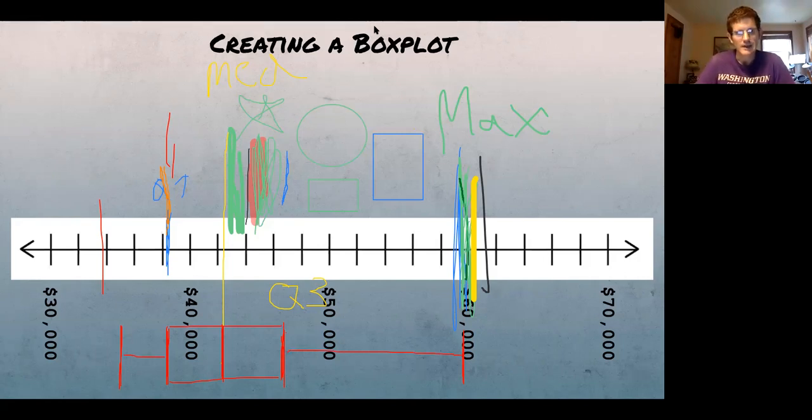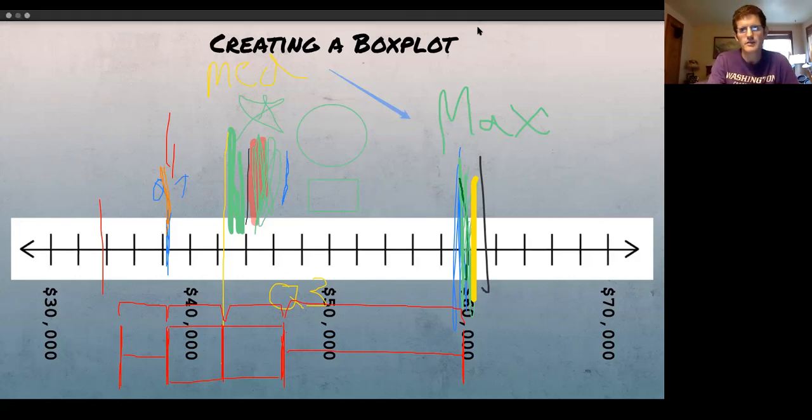So again, just to reiterate the point, this is 25% of the data. This is 25% of the data. That's 25% of the data, and that's 25% of the data. So there's an equal number of data points in each quartile, but it's not an equal width. And that's important to note. We'll talk about that more tomorrow, I think. But that is just an important thing. Okay, so we can create box plots.